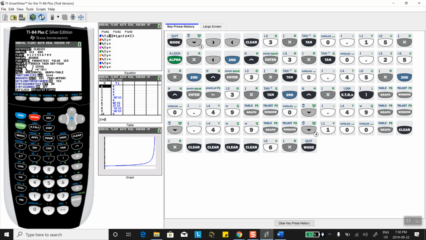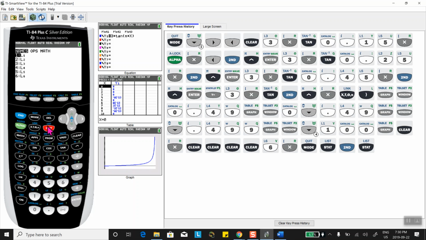Normal, so that's fine. That's not what we want. It's not there. So stat. We don't want stat. We don't, but let's try the list. No, oh, there's the math. So let's scroll down here.